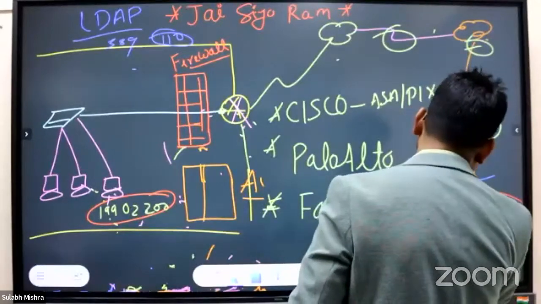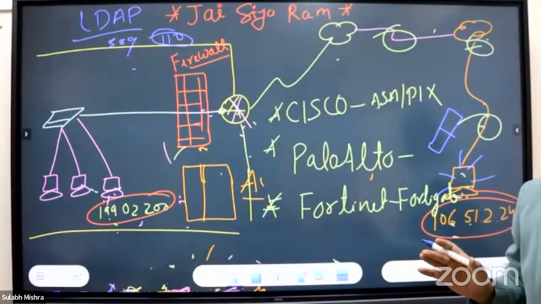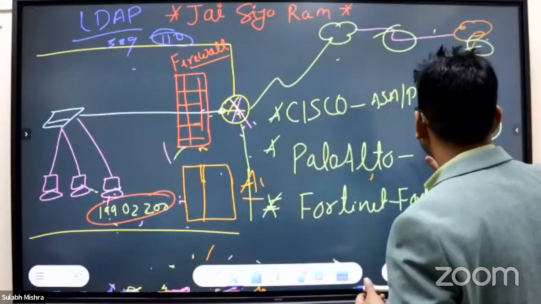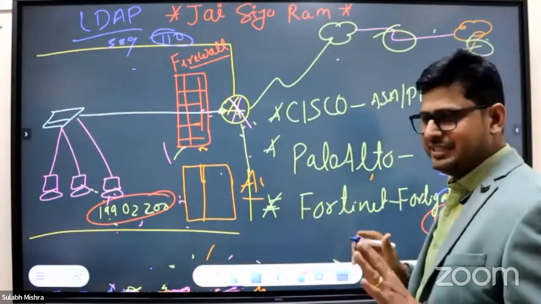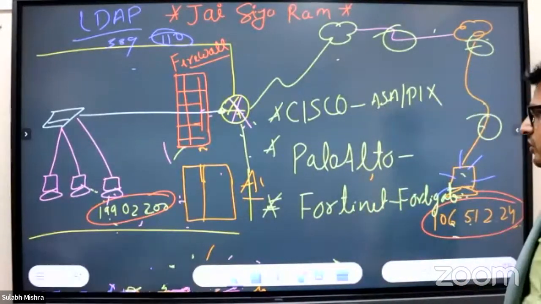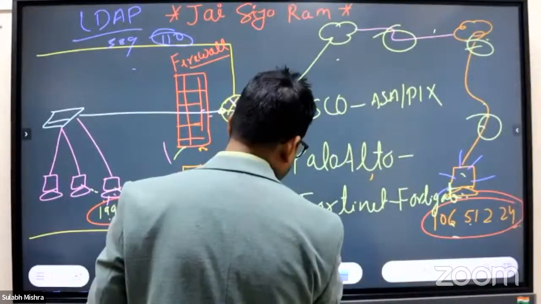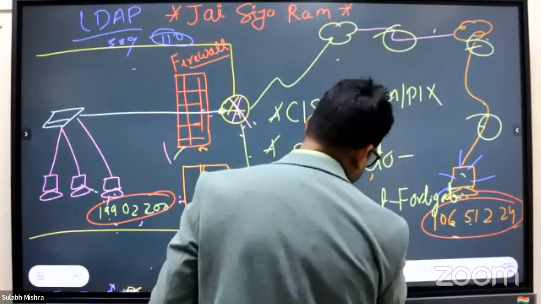Checkpoint. What is the name of the Palo Alto firewall? It's Palo Alto firewall only. Fortinet has the FortiGate firewall, right? You have the Checkpoint firewall also. These are some of the famous vendors. You have to remember, okay?